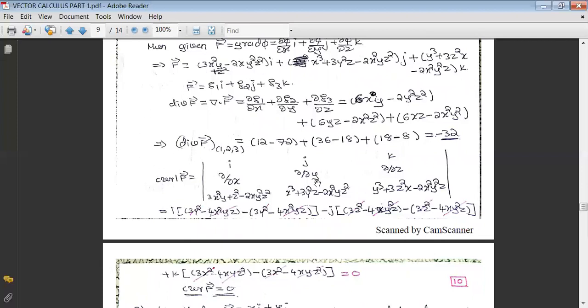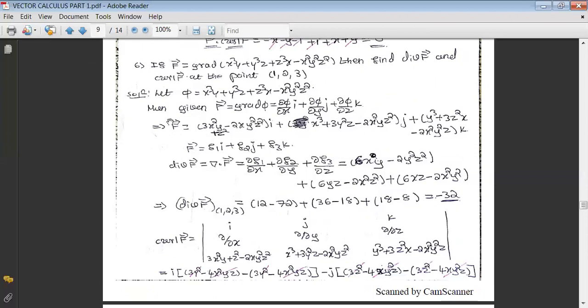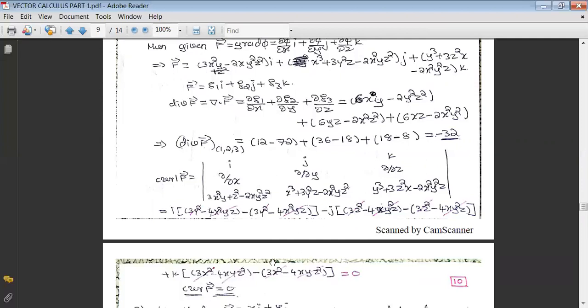Therefore, for this particular vector f bar, which is given by del phi, where phi is this one, the divergence at the point 1, 2, 3 is given by minus 32, and the curl seems to be 0. These are a few examples on the basic components of vector calculus. And in the next session on module 1, we can discuss some more examples on the basic concepts of vector calculus.